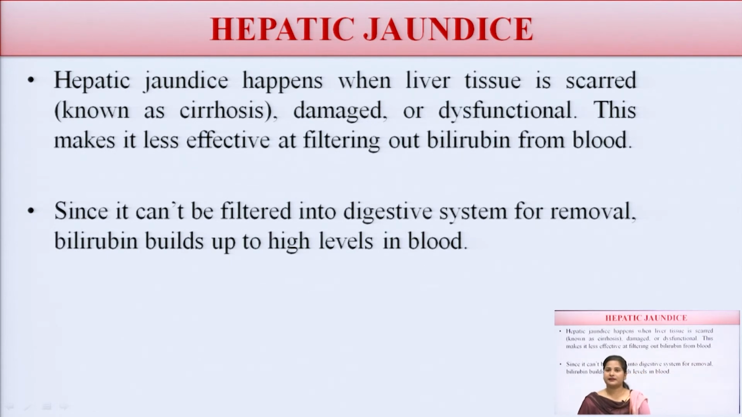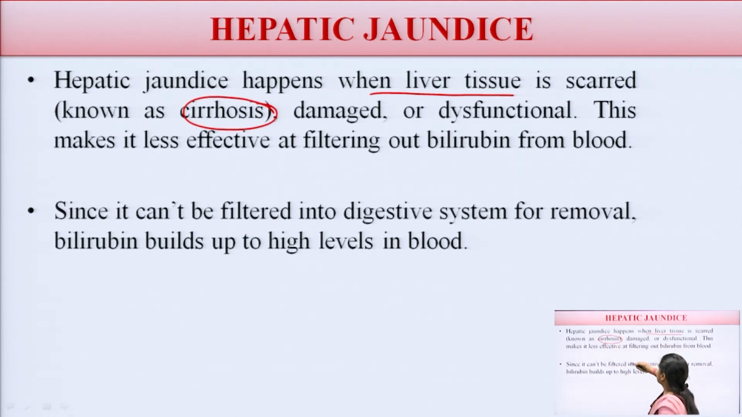Now, next is hepatic jaundice, meaning it is in the liver. Prehepatic is before the liver, and now it occurs in the liver. This hepatic jaundice occurs when the liver tissue is scarred, and this scarring of the liver is known as cirrhosis, right. This damage to the liver tissue causes cirrhosis and dysfunction of the liver, and this makes it less effective at filtering out the bilirubin from the blood, right.